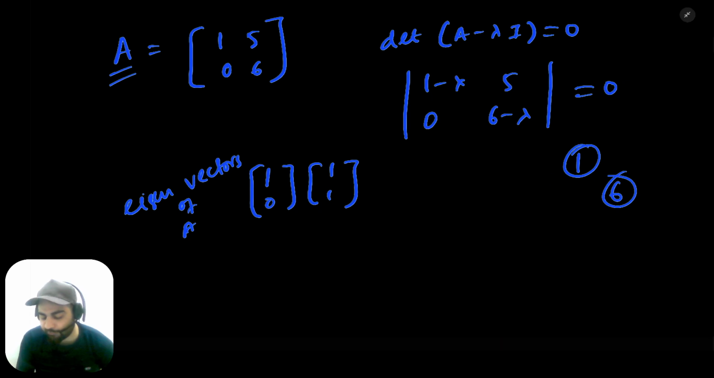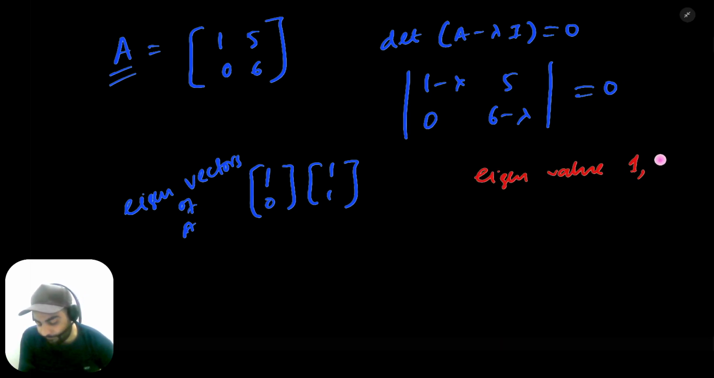Why are the corresponding eigenvalues 1 and 6? Can somebody tell me why? If you remember the properties I told you, this is a triangular matrix. So in that case, the eigenvalues are directly the diagonal entries. So here the eigenvectors are these two, and the eigenvalues are 1 and 6.